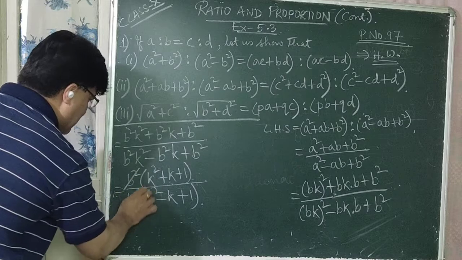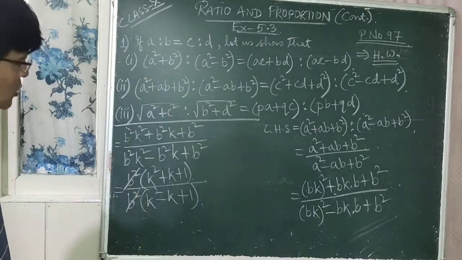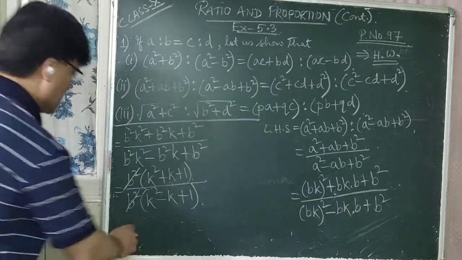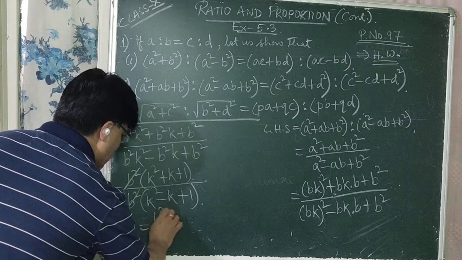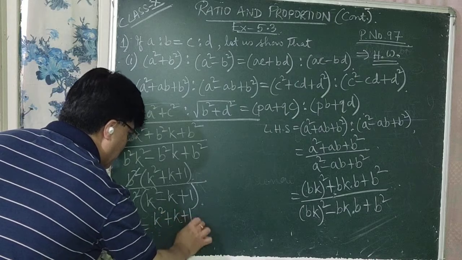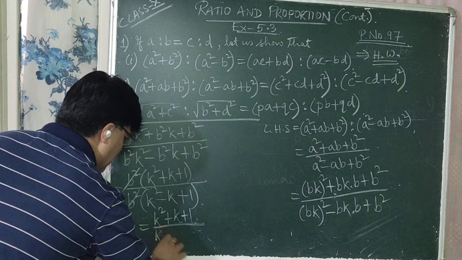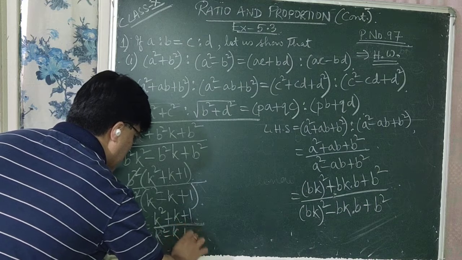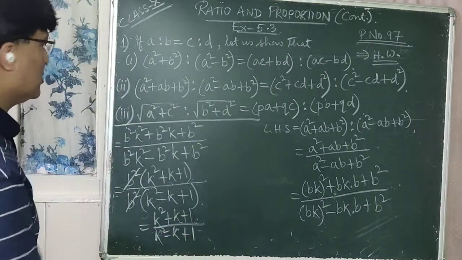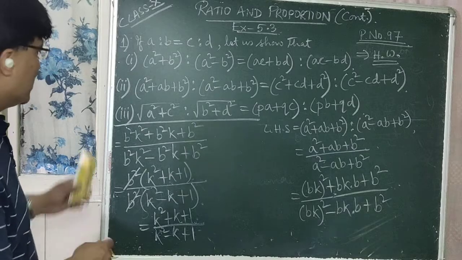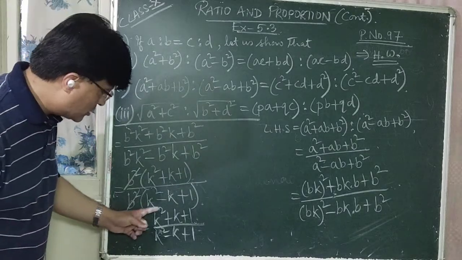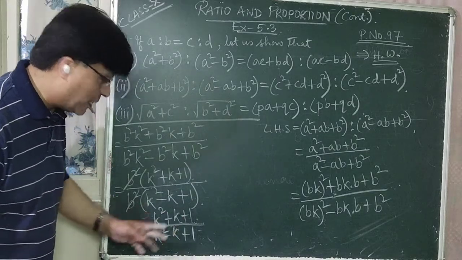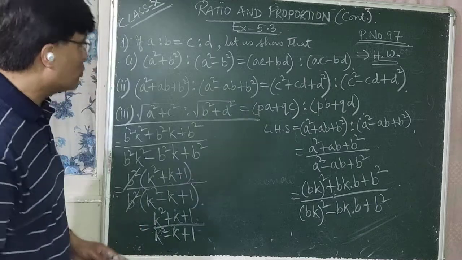So here you can cancel this B square. So B square will be cancelled, which is equal to K square plus K plus 1 divided by K square minus K plus 1. That is your left hand side. So what is the left hand side here? It is K square plus K plus 1 divided by K square minus K plus 1.